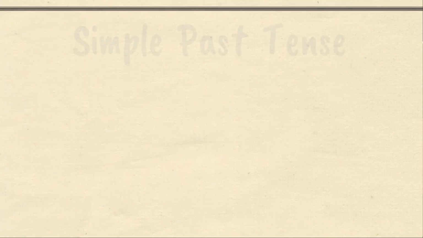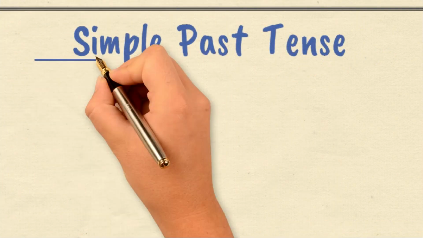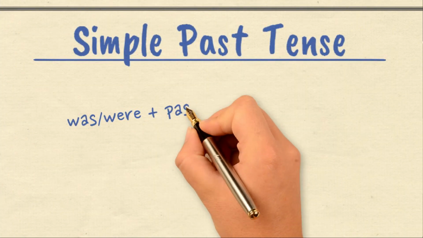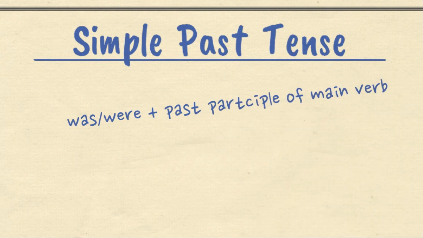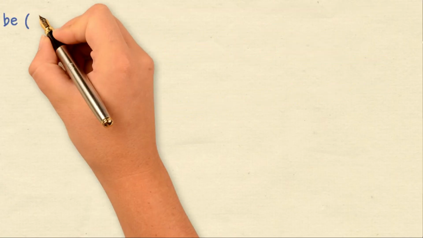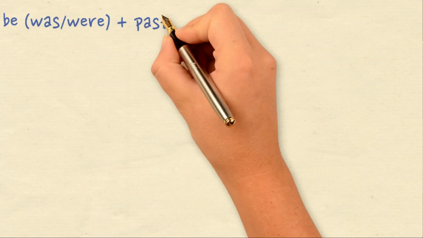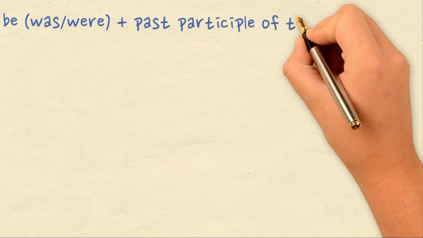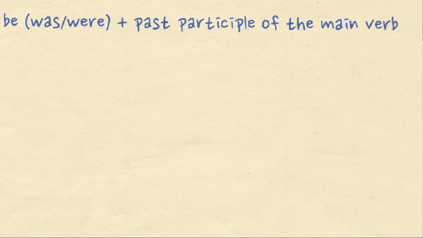In the past simple tense, in the active voice, the second form of the main verb is used. Here in this case, it's played. When we change it into the passive voice, there will be the verb be. Its past forms are was and were. If the subject is singular, we use was. If the subject is plural, we use were. The third form of the main verb, that will be the past participle of the main verb, played.